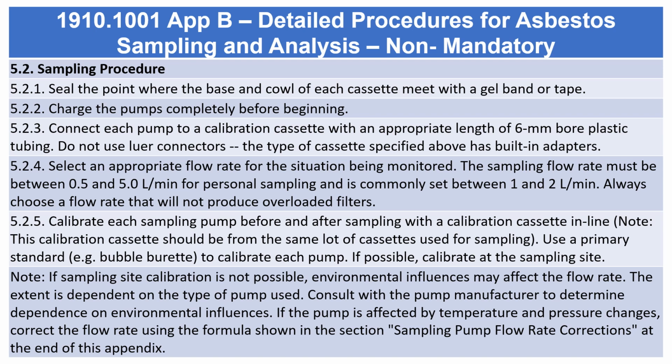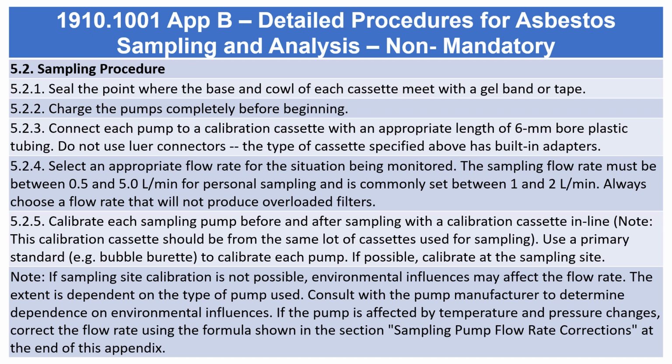5.2.3. Connect each pump to a calibration cassette with an appropriate length of 6 mm bore plastic tubing. Do not use luer connectors, the type of cassette specified above as built-in adapters. 5.2.4. Select an appropriate flow rate for the situation being monitored. The sampling flow rate must be between 0.5 and 5.0 liters per minute for personal sampling and is commonly set between 1 and 2 liters per minute. Always choose a flow rate that will not produce overloaded filters.